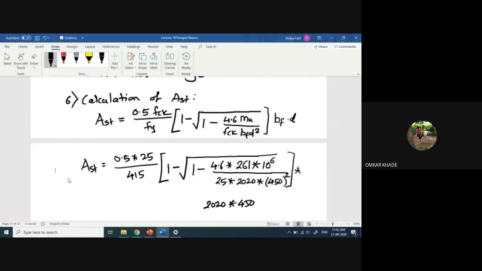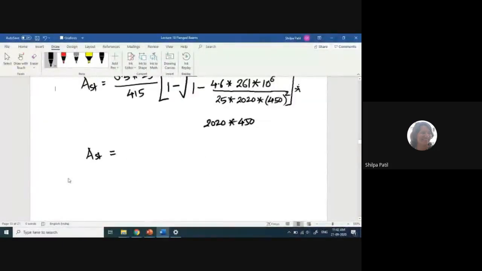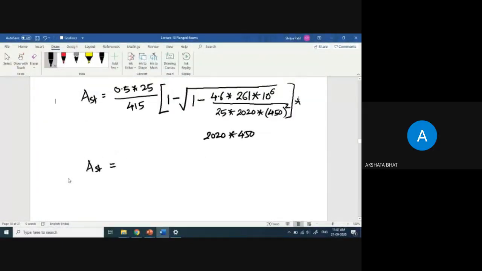Okay, tell me the value of Ast now. 1657.39 mm square. Again, we have to compare this value with the minimum and maximum Ast. This value should be greater than Ast minimum.